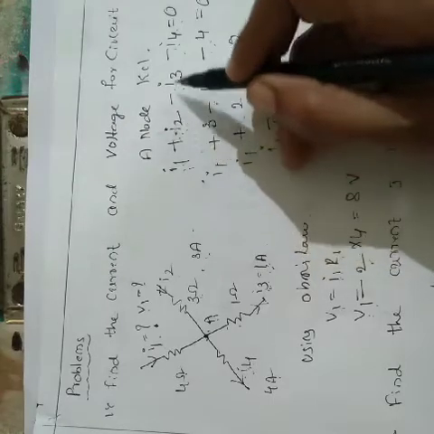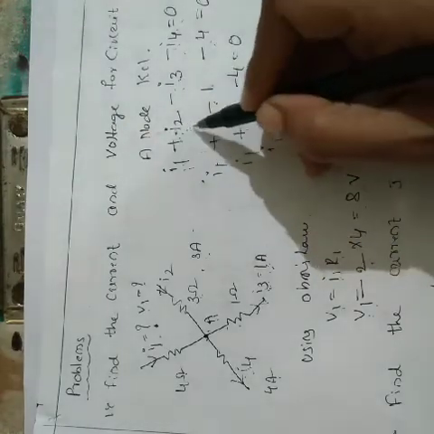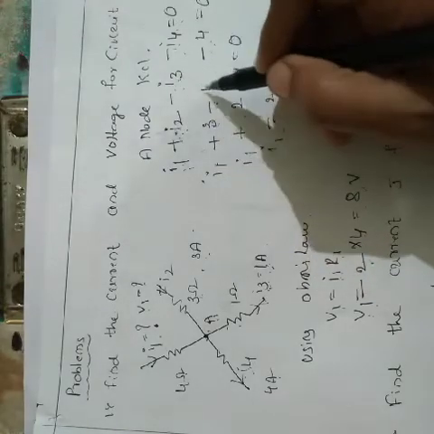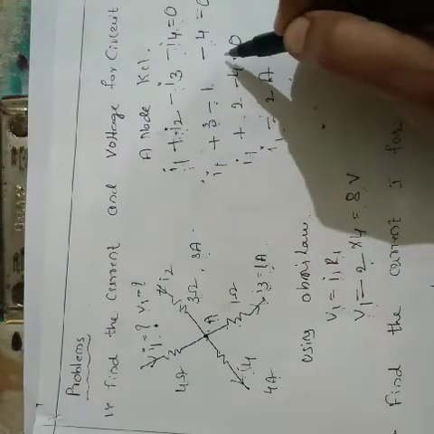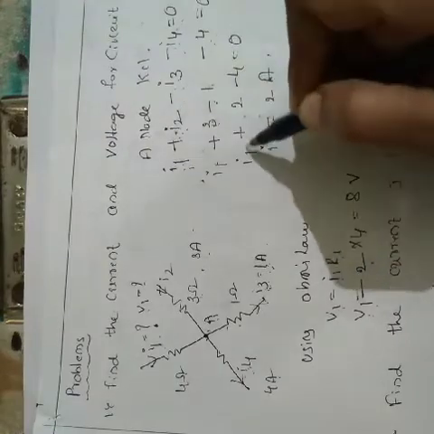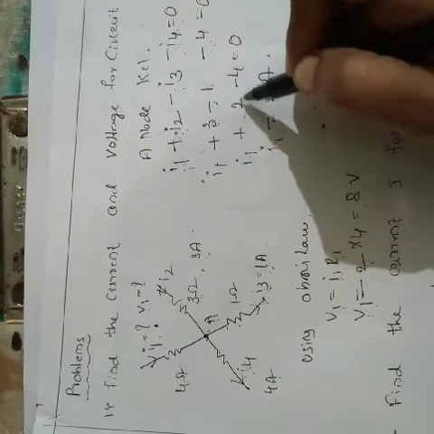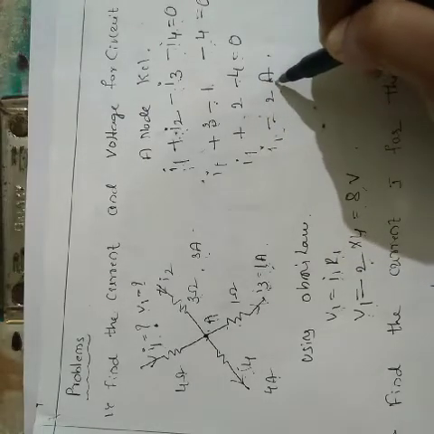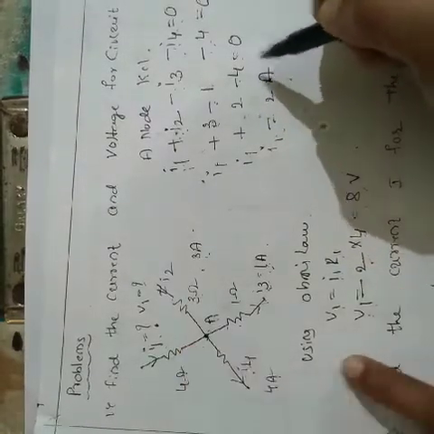Now put I2, I3 and I4 values. I2 is given as 3, I1 as it is, I3 is 1, I4 is 4 ampere. Now I1 becomes 2 minus 4 is equal to 0. Therefore I1 is equal to 2 ampere.